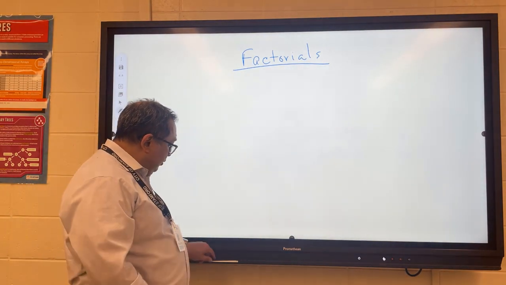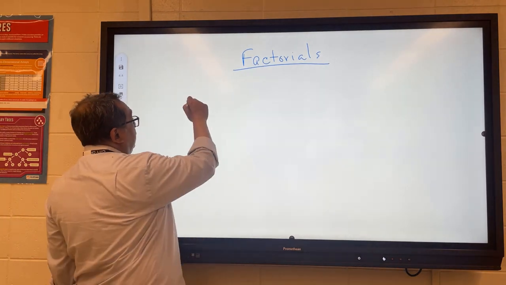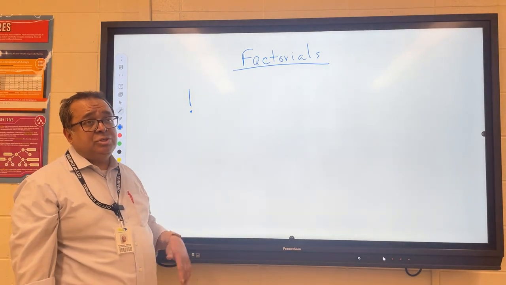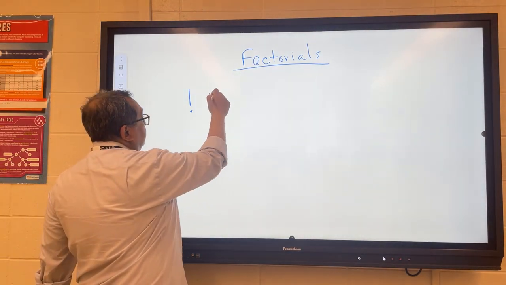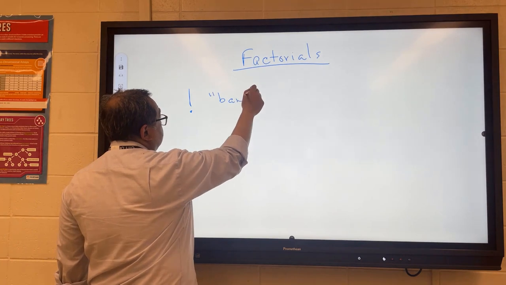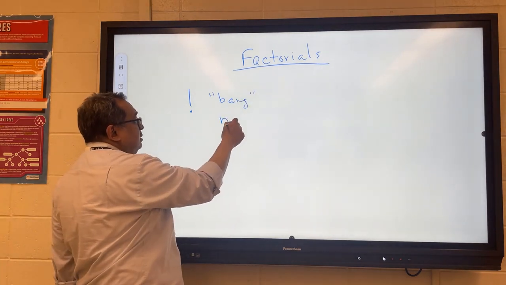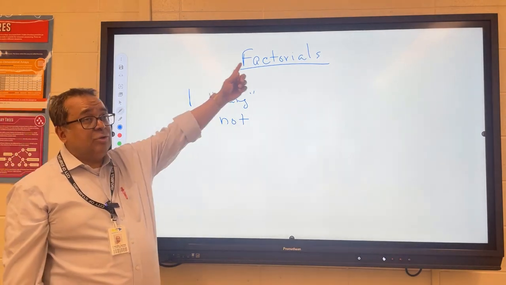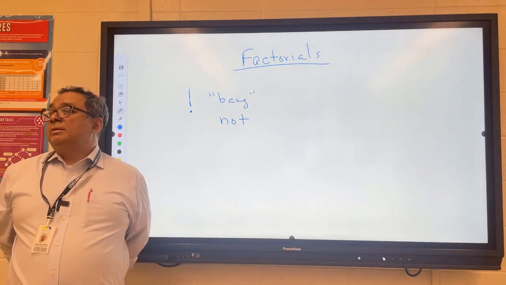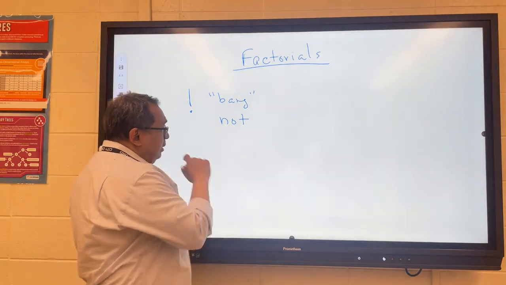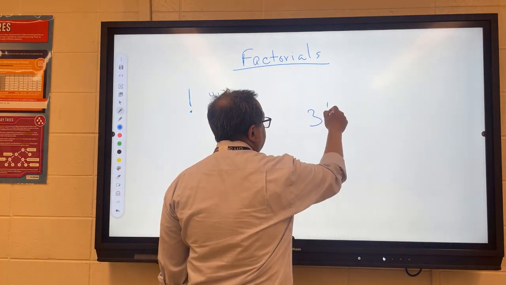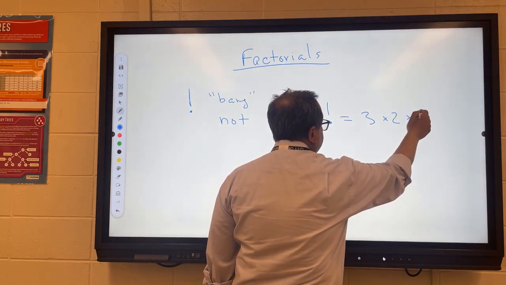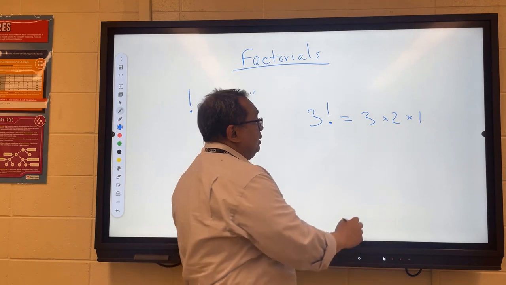And you know that in computer science, this symbol, which is called the exclamation point by your English teacher, is called the bang operator in computer science, and it means not, right? And what does it mean in math? It means factorial. What does factorial mean? Okay, so that means that if I have 3 factorial, this is equal to 3 times 2 times 1. So this would be equal to 6.